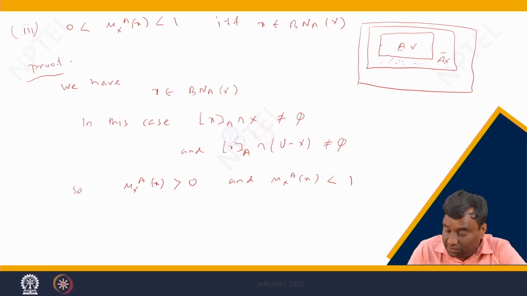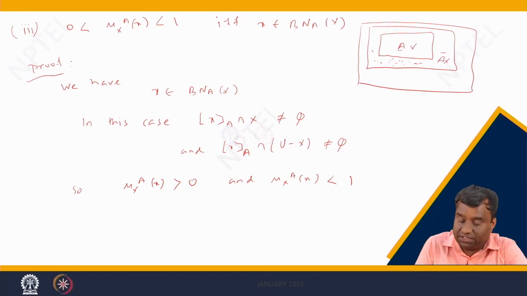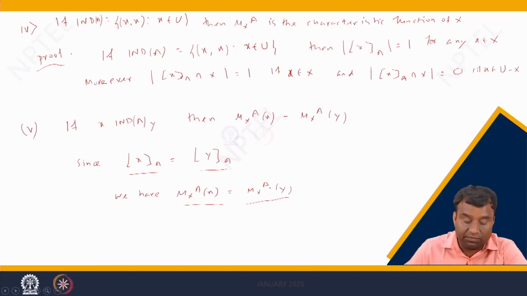So you know that this is the lower approximation, this set is the upper approximation, and this is the boundary region. So if x belongs to the boundary region of X, in this case, the equivalence class Xa intersection X is not equal to the null set, and Xa intersection U minus X is also not equal to the null set. So here the value of the rough membership function is greater than 0, and the value is less than 1, so it is between 0 and 1.